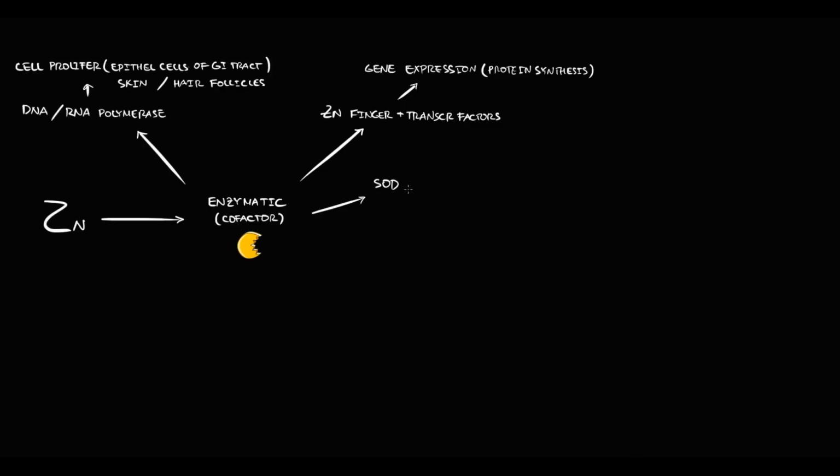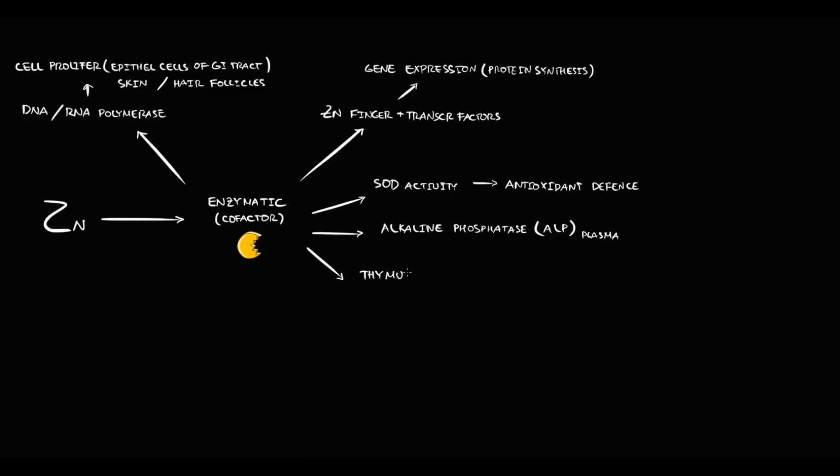Also, we need zinc for superoxide dismutase, which is an important enzyme in antioxidant defense. Zinc is a cofactor of alkaline phosphatase, which is an important diagnostic enzyme. Also, we need zinc for thymulin activity, and thymulin is an essential enzyme for T-cell maturation and differentiation.